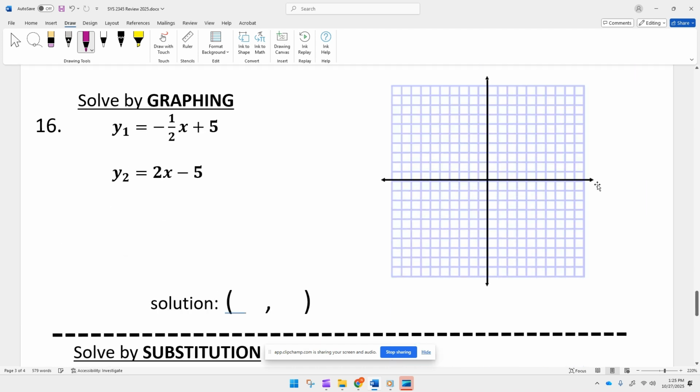Okay, now number 16. There is a question on the test that you must solve through graphing. Listen. Again, you guys have to know how to graph at this point.